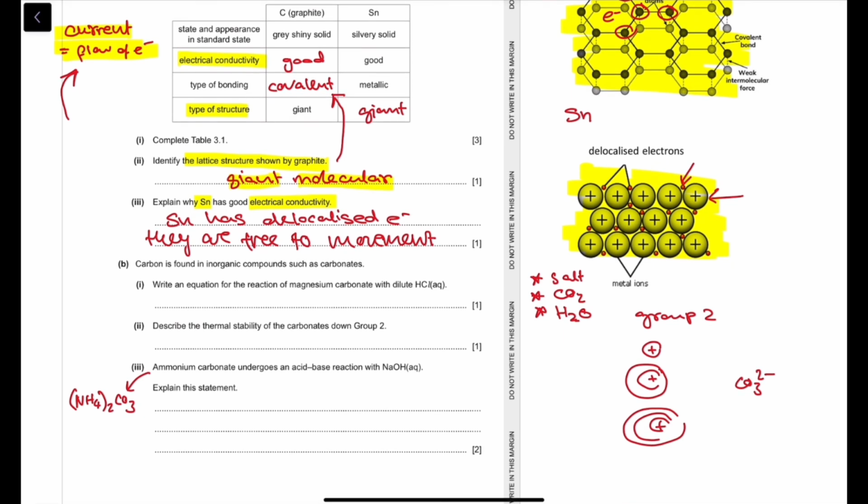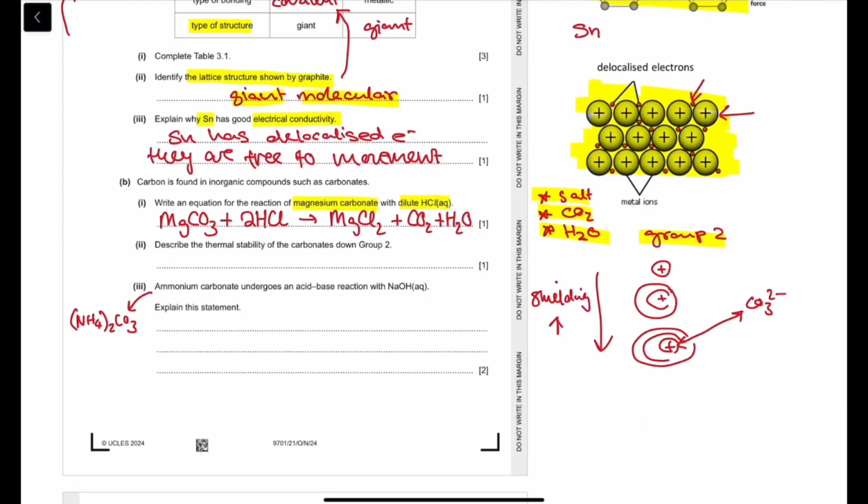Carbon is found in inorganic compounds such as carbonates. Write an equation for the reaction of magnesium carbonate with dilute HCl. So an acid. So whenever a carbonate reacts with an acid, we produce a salt, carbon dioxide, and water. So the reaction for this is going to be MgCO3 plus 2HCl to give MgCl2 plus CO2 plus H2O.